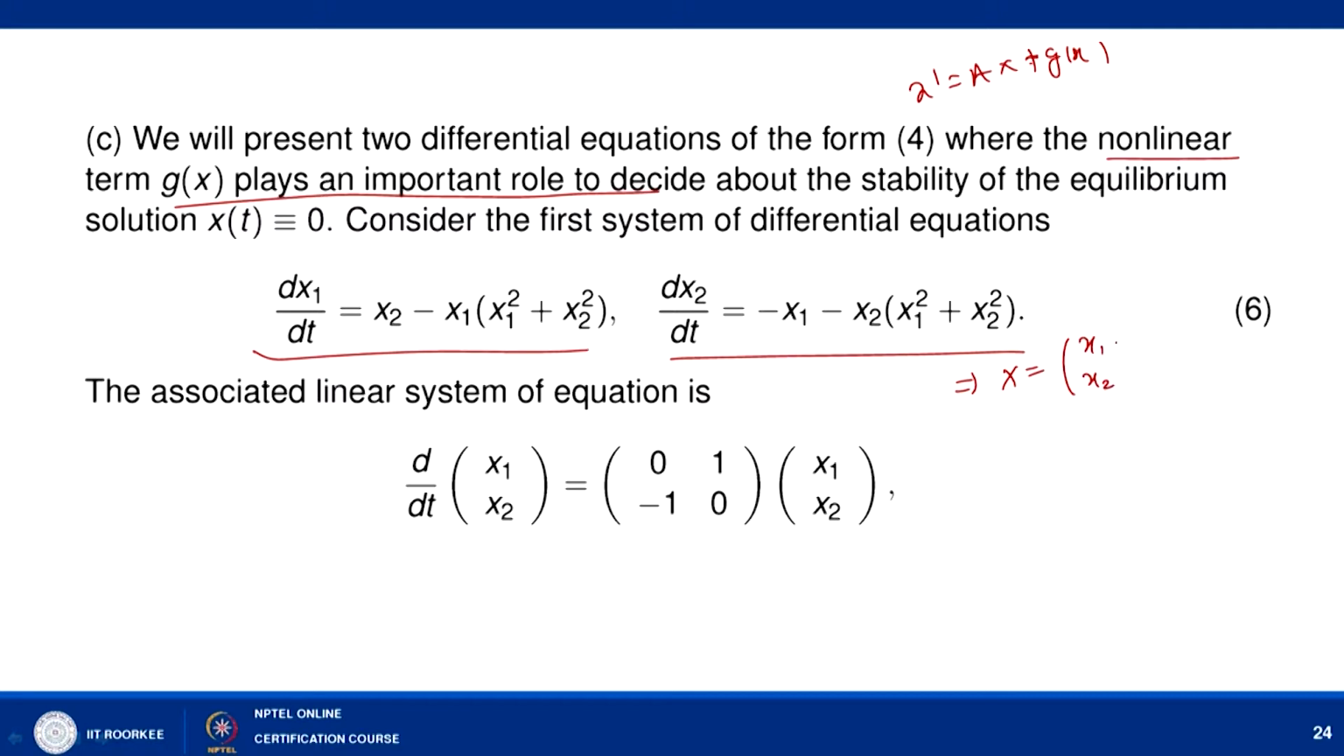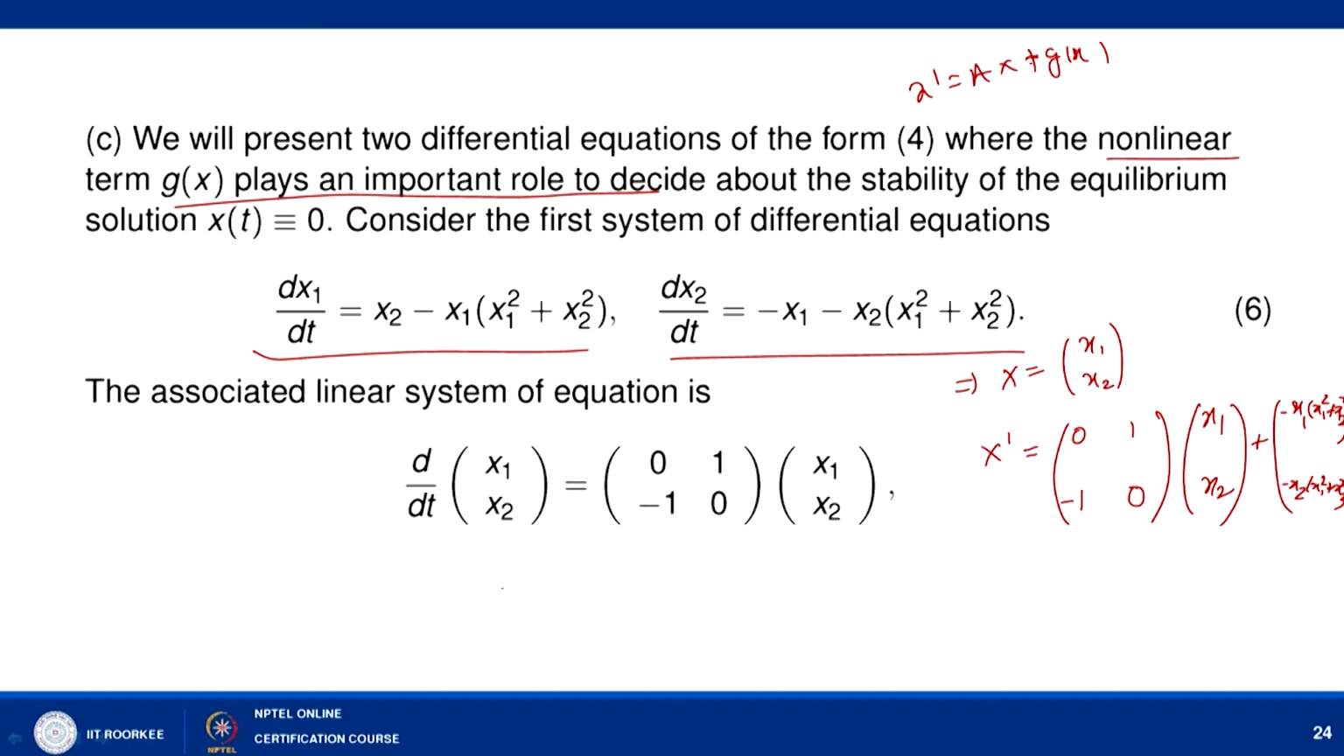then I can write x' equal to, now I can write it here, x1, x2, so it is x2, so it is 0 and 1, and here we have minus x1 times (x1² + x2²), and in the second equation it is minus x1, so that is minus 1 and 0, and here it is minus x2 (x1² + x2²), right.